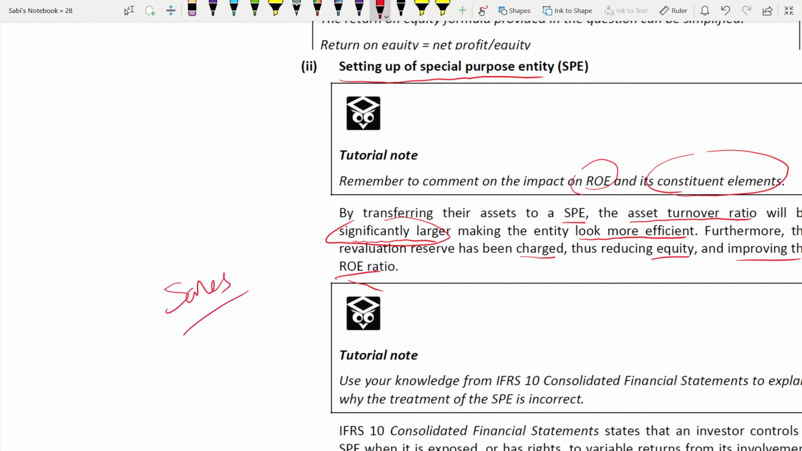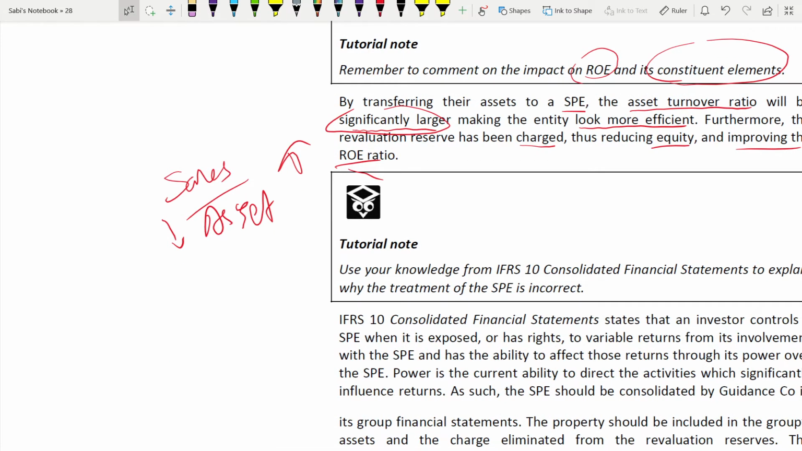Sales divided by asset, no? So when this goes down, the denominator, that means you are dividing by a smaller amount. This number will increase. Let me show you with a practical example with some numbers. Let's say sales is 10 million and asset is 5. Now it is 2.